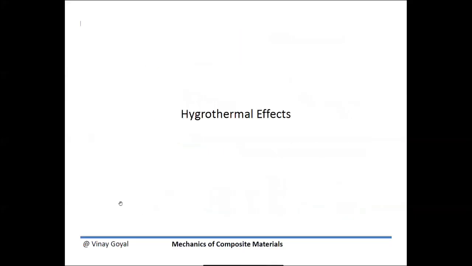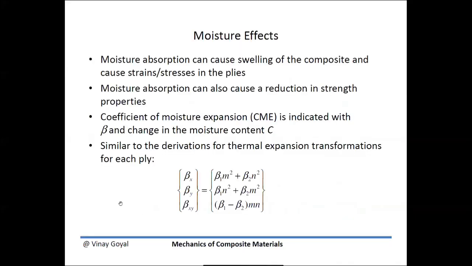Hygrothermal effects can also be included. Hygrothermal effects are moisture effects where it causes a composite to swell, and it can cause strains and stresses in the plies. So moisture absorption, by the way, can cause reduction in strength, just like the thermal can. And the coefficient of moisture expansion is usually indicated as beta, similar to alpha. And the moisture concentration is usually called C.